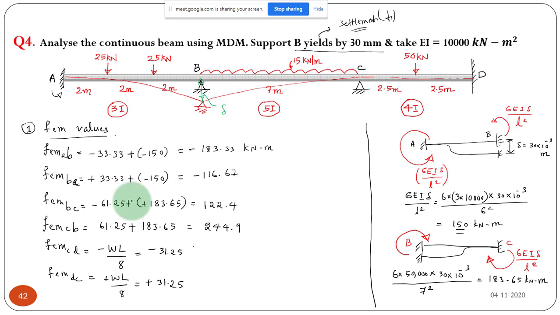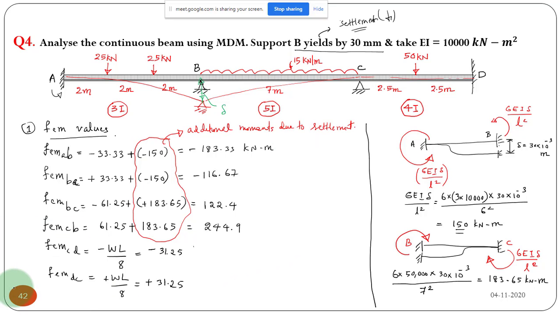This is the first step. So this modification you have to do, only that is different. These values are coming from settlement, the additional moment due to settlement. These are just FEM values. Use the corresponding formula. In this question, the only difference is coming in the first step: FEM values you have to modify by taking the settlement effect. Okay, so now we will go to the second step.